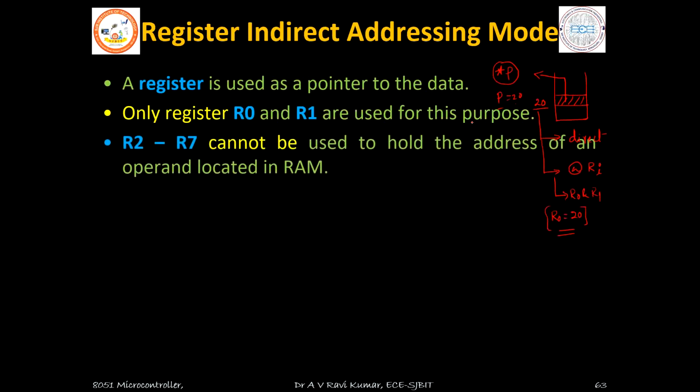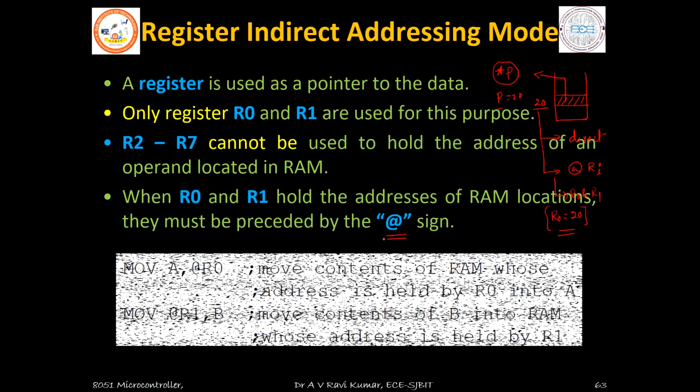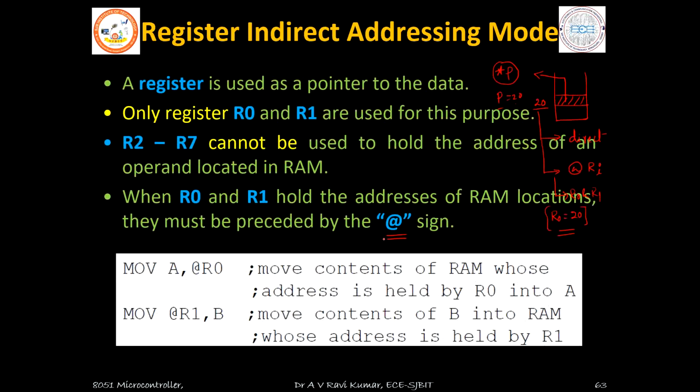So R2 to R7 cannot be used to hold the address of any operand located in the RAM area. When R0 and R1 hold the address of a RAM location, they must be preceded by the at symbol. Remember, if there is an at symbol, it indicates that it is in indirect addressing mode. So we have an example.